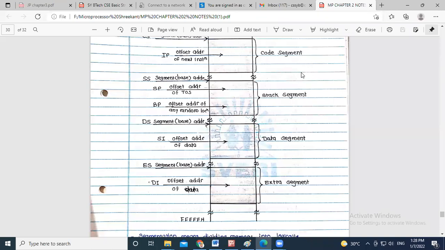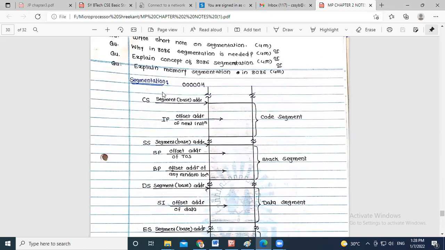CS is for code segment, SS is for stack segment, DS is for data segment, and ES is for extra segment. All these segments you have to study in the architecture of 8086, right? So these segments look like this in the memory. So the entire one memory we have to get separated into sub memories. Those are nothing but what we call segmentation.